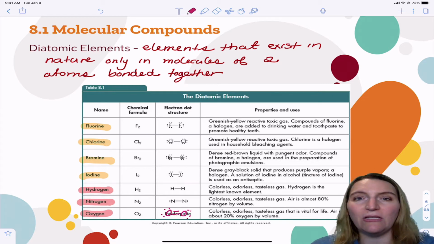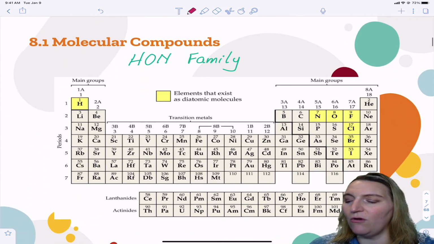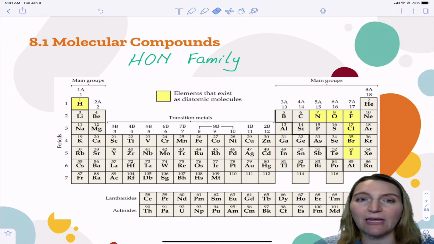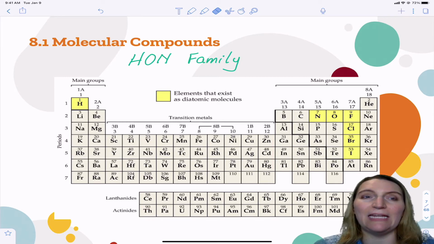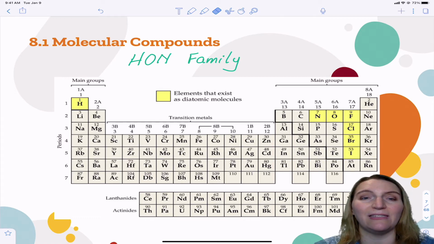So you will need to have these, I don't want to say memorized, but in a future chapter, if I'm asking you to write a balanced chemical equation and in it I say nitrogen gas, you need to know that nitrogen gas is N2. Whereas if I say helium gas or argon gas, that's just Ar, not Ar2.